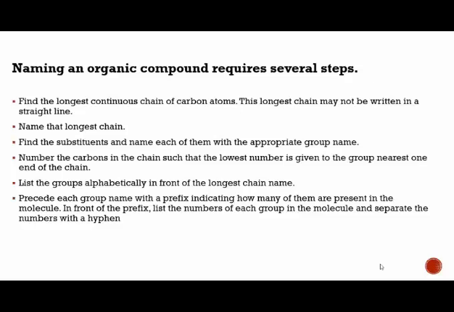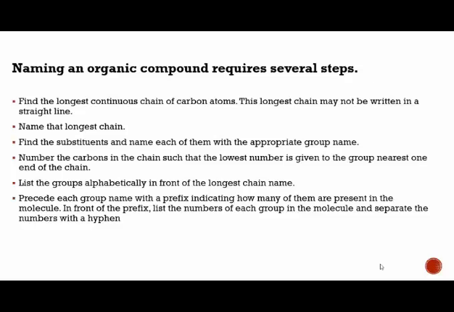So naming an organic compound requires several steps. First, find the longest continuous chain of carbon atoms. This longest chain may not be written in a straight line. Name the longest chain. Find the substituents and name each of them with the appropriate group name. Number the carbons in the chain such that the lowest number is given to the group nearest one end of the chain. List the groups alphabetically in front of the longest chain name.